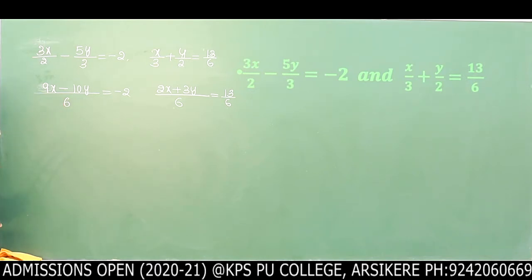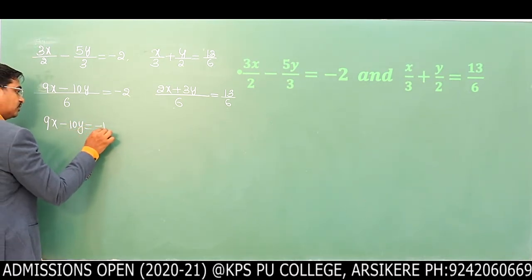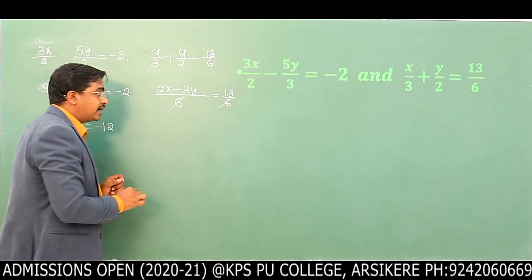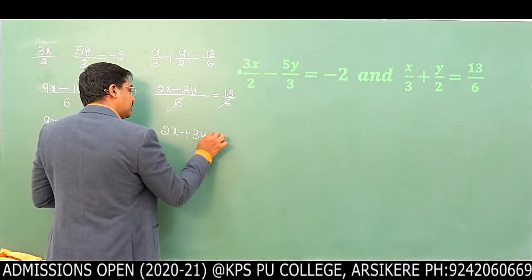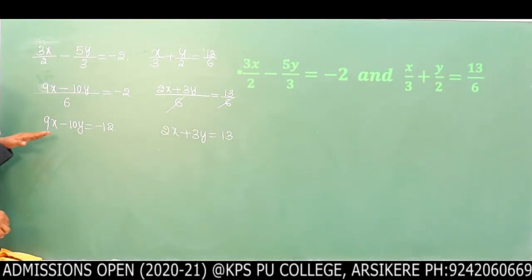Now take cross multiplication for this equation. What we are left with here is 9x minus 10y is equal to minus 12, and for this one, 6 and 6 get cancelled, leaving 2x plus 3y is equal to 13. Just observe, is there any common term? Can you see the same term? No. So we can go with the substitution method.